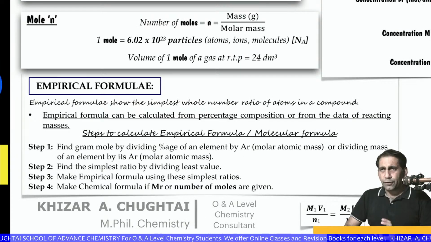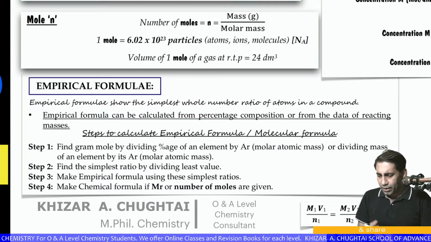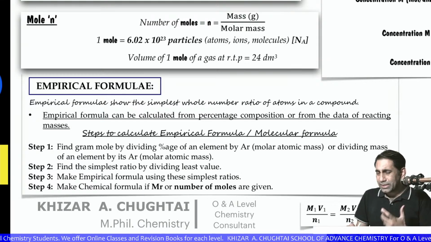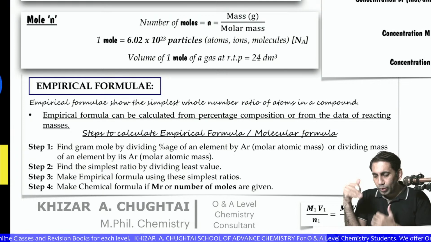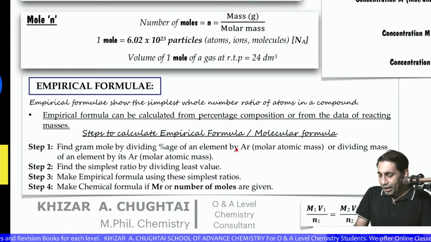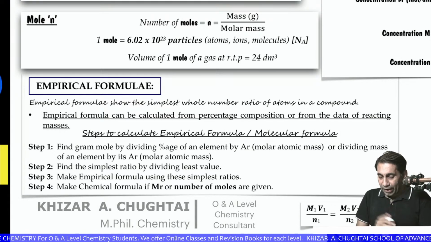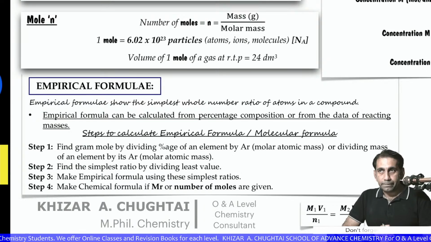Here are almost 4 steps, you can say. Number 1, first of all, if you are having the percentage data, then divide percentage by the atomic mass, that is said to be the AR or MR. Sometimes we call them collectively MR. Actually, in this case, you will divide by AR, not MR. The second one is, you will find the simplest ratio by division. Then you will make the simplest ratio. Finally, if you are having the value of MR, you would be able to calculate its molecular formula.